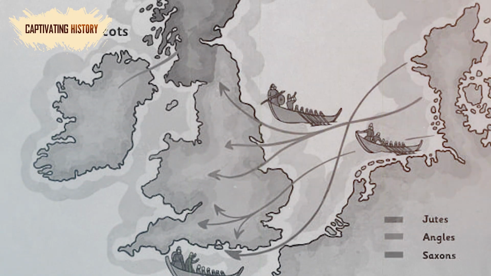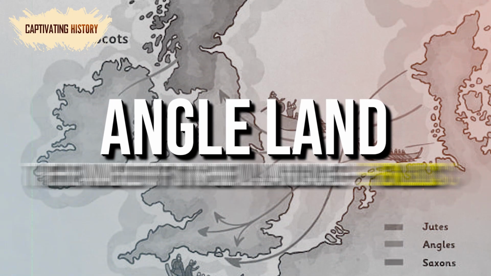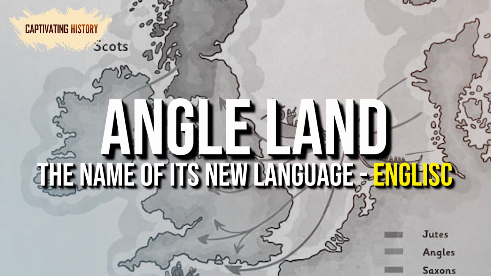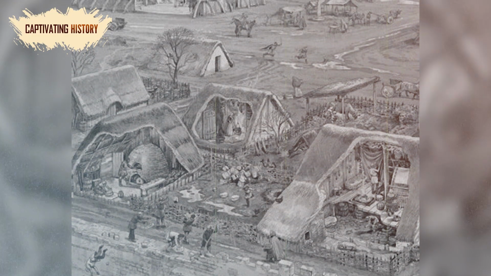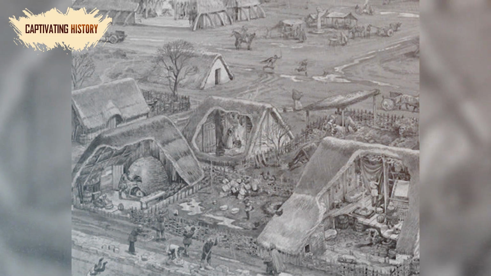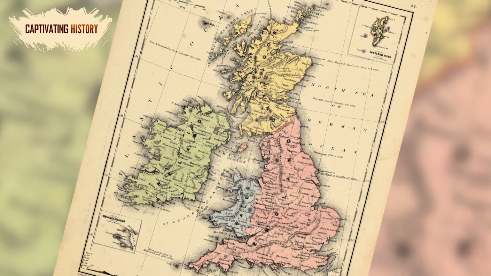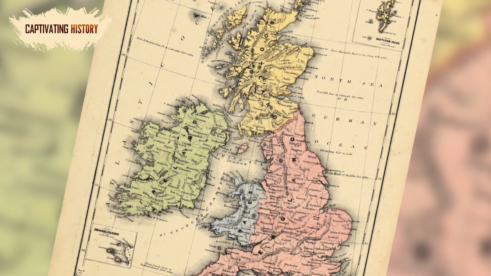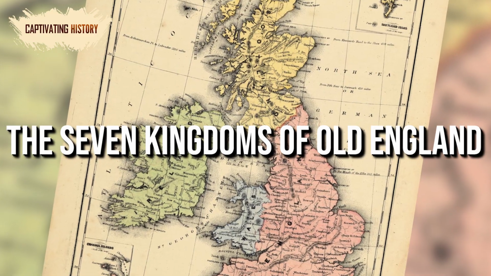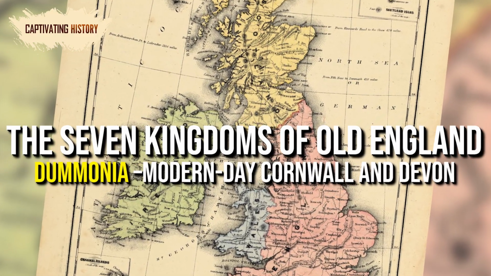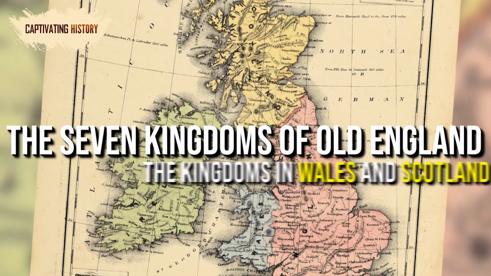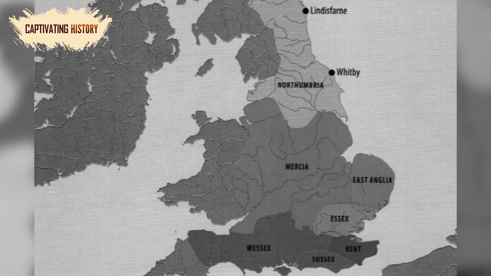From the Angles, Britannia got its modern name, Angleland, and the name of its new language, English. This period of English history is called the Anglo-Saxon era, and it set England on the path to becoming a united kingdom. At first, Britain was divided into many individual kingdoms that eventually amalgamated into the 7 kingdoms of Old England. These 7 kingdoms did not include Dumnonia, modern-day Cornwall and Devon, or the kingdoms of Wales and Scotland. The 7 kingdoms of the Anglo-Saxons were Kent, Essex, Sussex, Northumbria, East Anglia, Mercia, and Wessex.